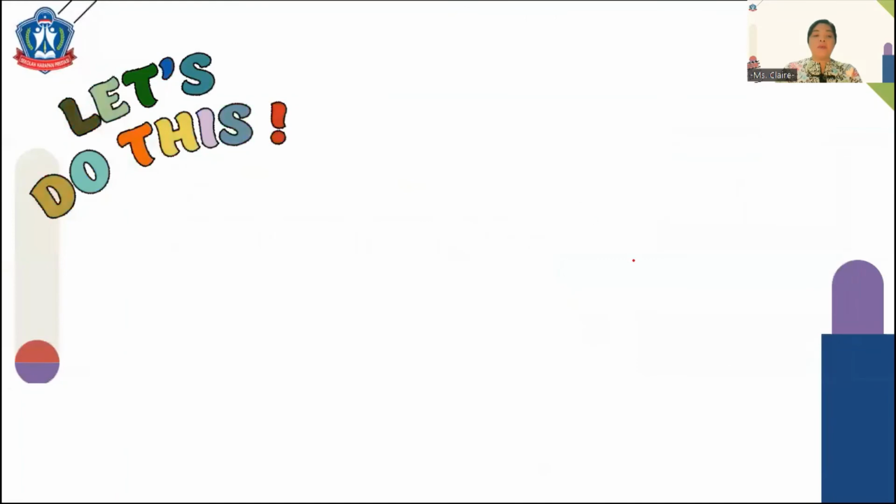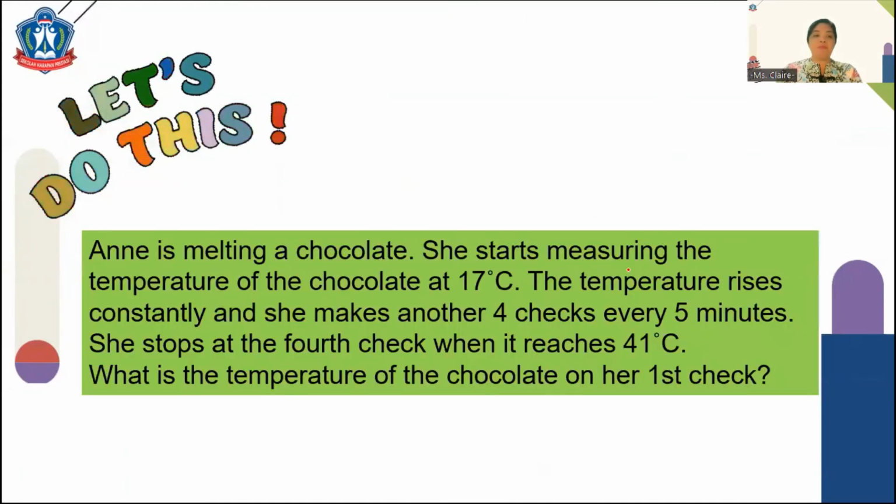Now, I have here a problem. Let's try to answer this, children. Anne is melting a chocolate. She starts measuring the temperature of the chocolate at 17 degrees Celsius. The temperature rises constantly and she makes another 4 checks every 5 minutes. She stops at the fourth check when it reaches 41 degrees Celsius. So what is the temperature of the chocolate on her first check?